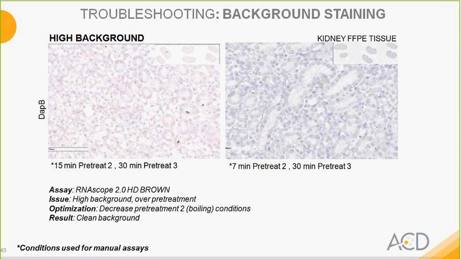Here's an example of a kidney FFPE tissue that shows high background. In this case, standard conditions were used. However, you still see high background. This suggests that this sample may have been under-fixed and over-digested. To address this, we reduced pretreatment 2 to 7 minutes and kept pretreatment 3 unchanged. The result here is that the background is now clean.